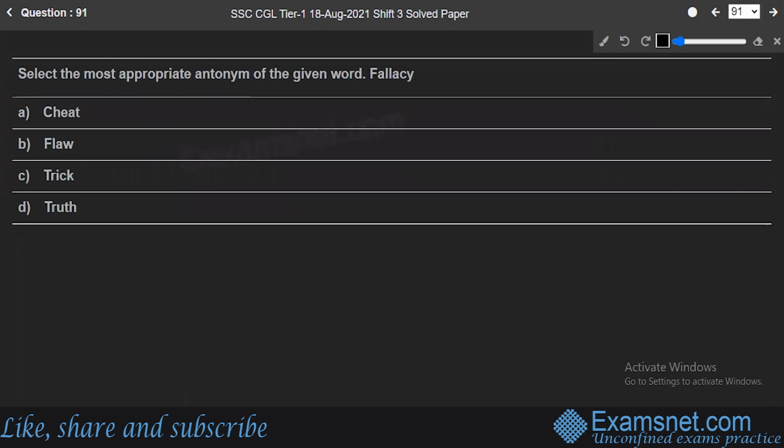Let's move to the next question, number 91. Select the most appropriate antonym of the given word fallacy. Options are cheat, flaw, trick, or truth. Let's see the meaning of all the words. Fallacy means a false belief or a wrong idea.